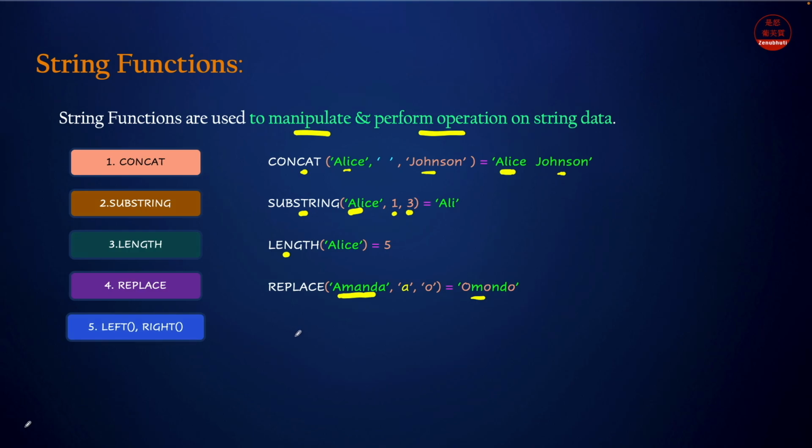Next one is left and right. If you want to extract elements or characters from the left side of your string, then you mention how many elements you want there. Left is used to extract the number of characters you want from the left side of the string. So here you want 2, so AL will be the 2 characters of your string. And similarly you can use right. From the right side you will have C and E.